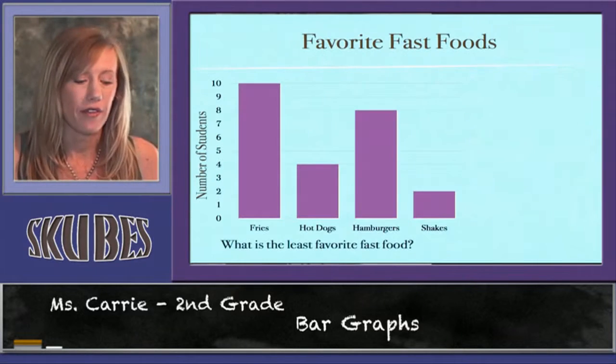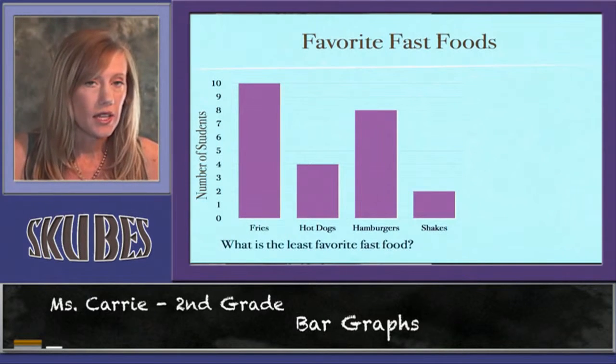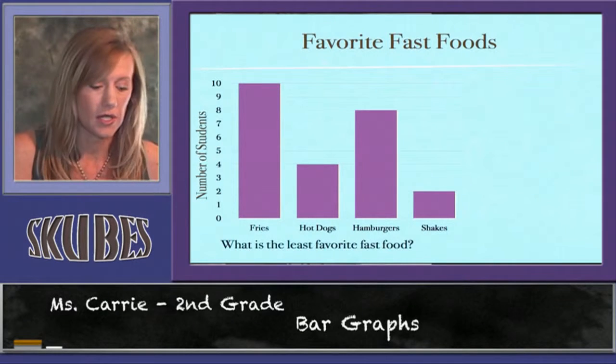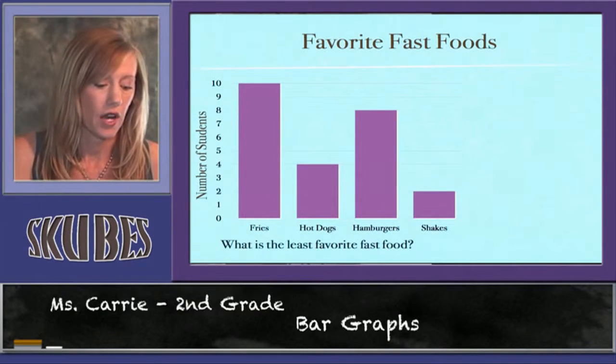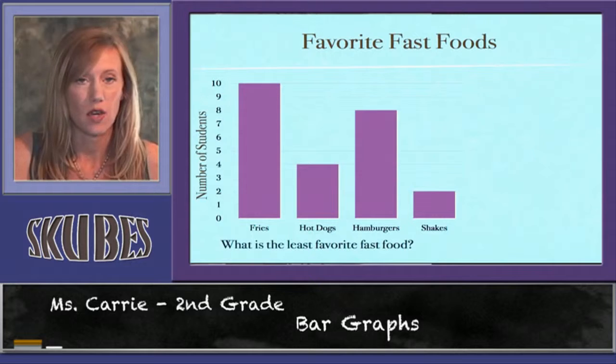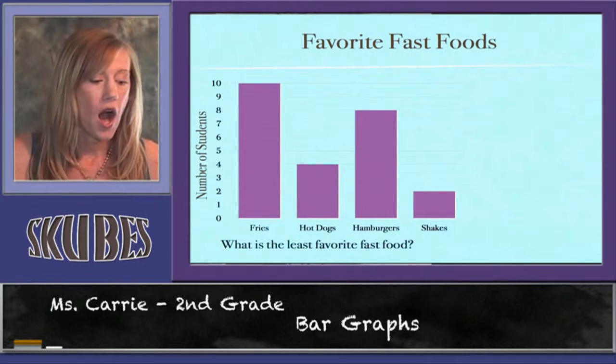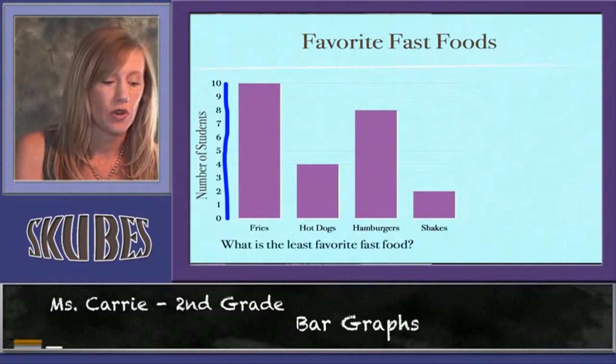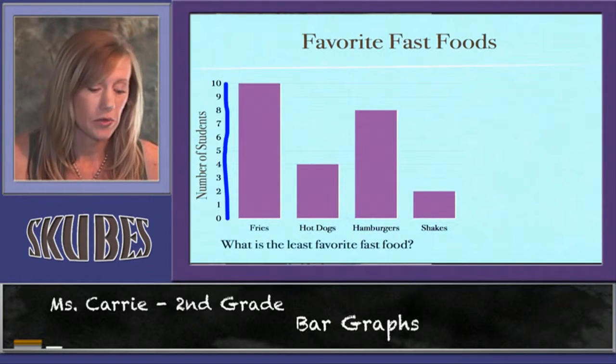Let's take a look at a bar graph. This bar graph is titled Favorite Fast Foods. When we're looking at this graph, we need to take in all the information. So first, let's look on the bottom and see what kind of information we can find. It says there are fries, hot dogs, hamburgers, and shakes. On the side that goes up and down on the left are the number of students that chose these items.